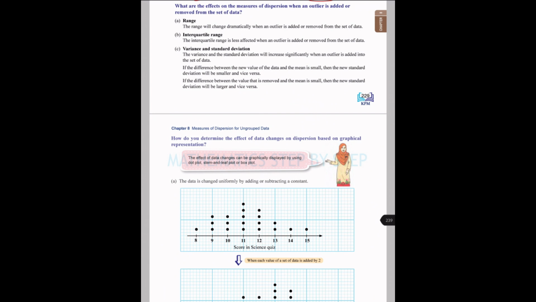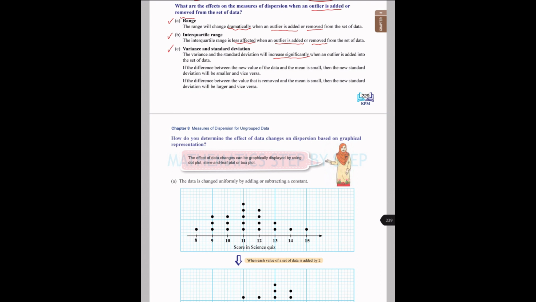So now what are the effects on the measures of dispersion when an outlier is added or removed from the set of data? So first of all, let's look at the range. The range will change dramatically when an outlier is added or removed. Then for the case of interquartile range, it is less affected when an outlier is added or removed from the set of data, okay? Then variance and standard deviation will increase significantly when an outlier is added into the set of data, okay?